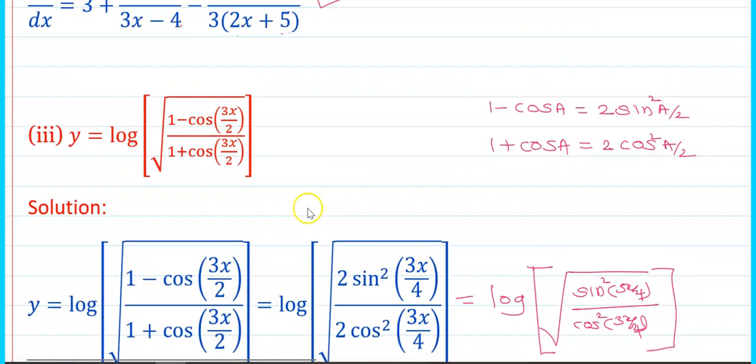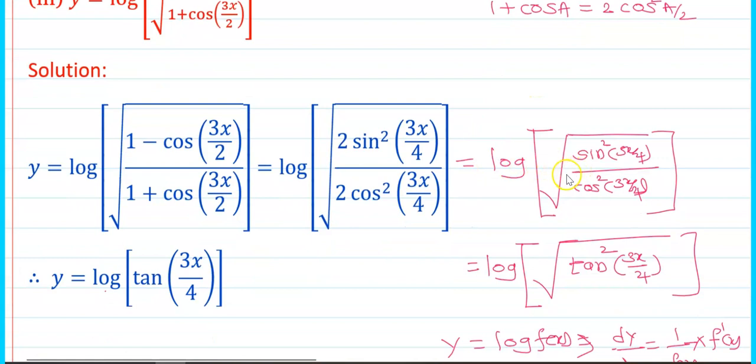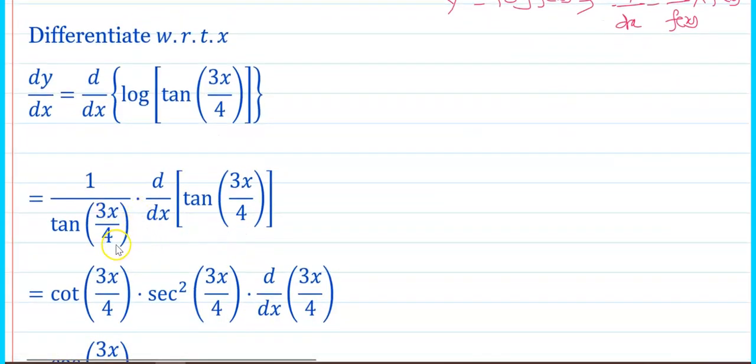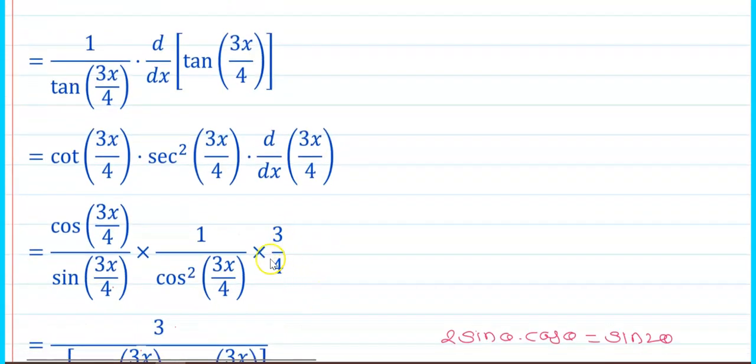पुन्हा तुम्ही ते बघू शकता. Okay. Main formula: 1 minus cos a, 1 plus cos a. Then you are getting root of square and the root gets cancelled. You are getting the function y is equal to log of f of x. Its derivative is 1 upon f of x into f dash of x. त्या form मध्ये 1 upon tan of 3x by 4. Derivative of tan of 3x by 4 is sec square 3x by 4 into d/dx of 3x by 4. Derivative of x is 1. This is 3 by 4. Cot means what? Cos upon sin. Sec square means what? 1 upon cos square 3x by 4 into 3 by 4.